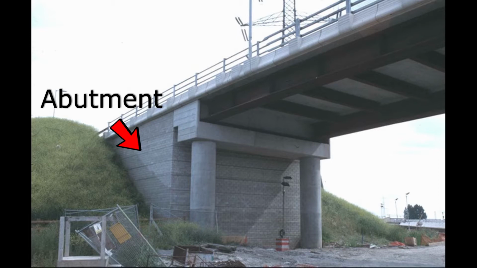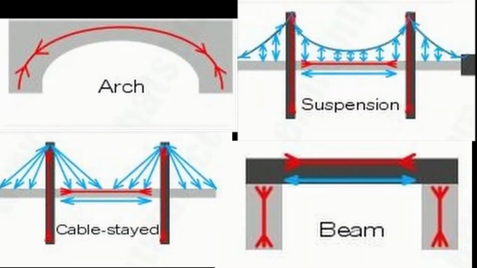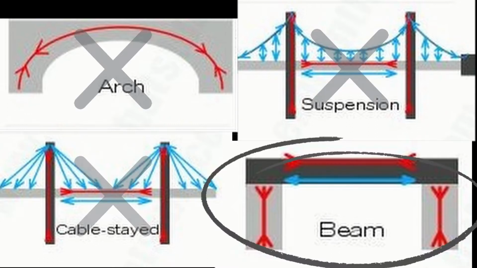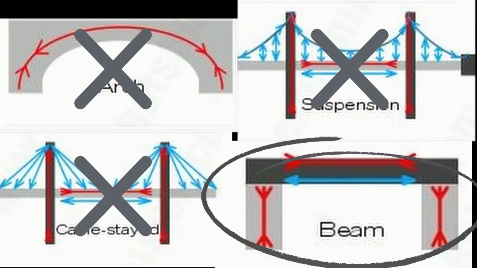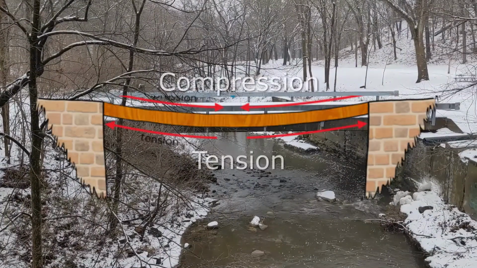Bridge design can be broken down into a few major categories like an arch, suspension, cable stay, and beam bridges, but today we're just going to talk about the most common type of bridge, the beam bridge. But first, before we can talk about that, we need to talk about what makes a bridge stay up, namely the two major internal forces in a bridge, tension and compression. So tension is a pulling force, and compression is a pushing force. And when these two forces work together, you can create a bridge that will carry a load.